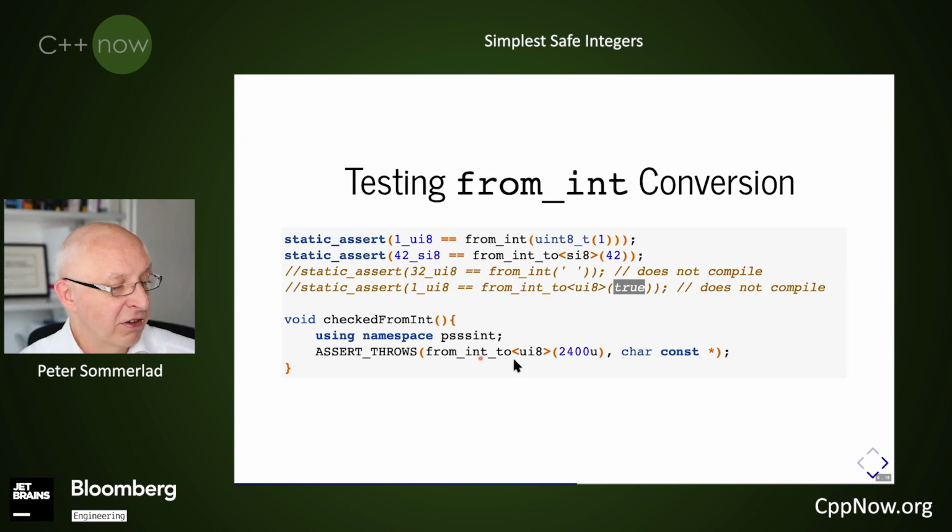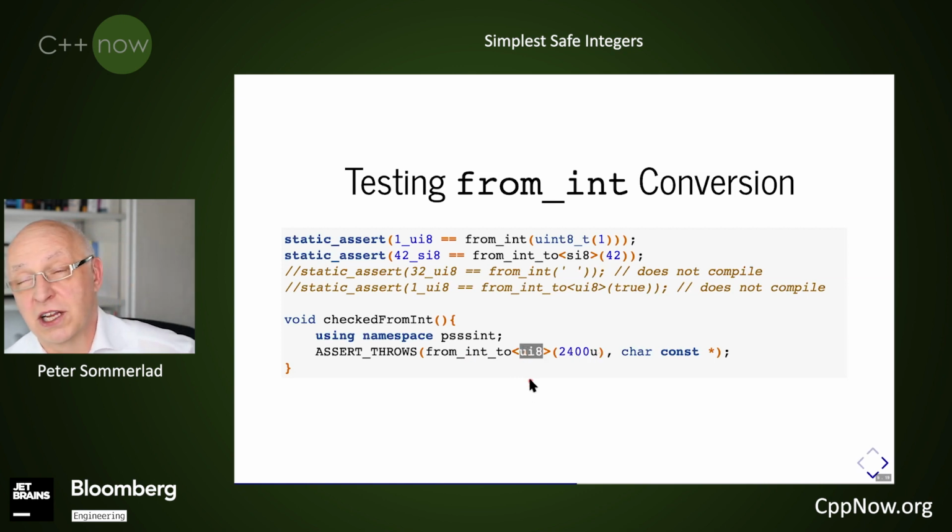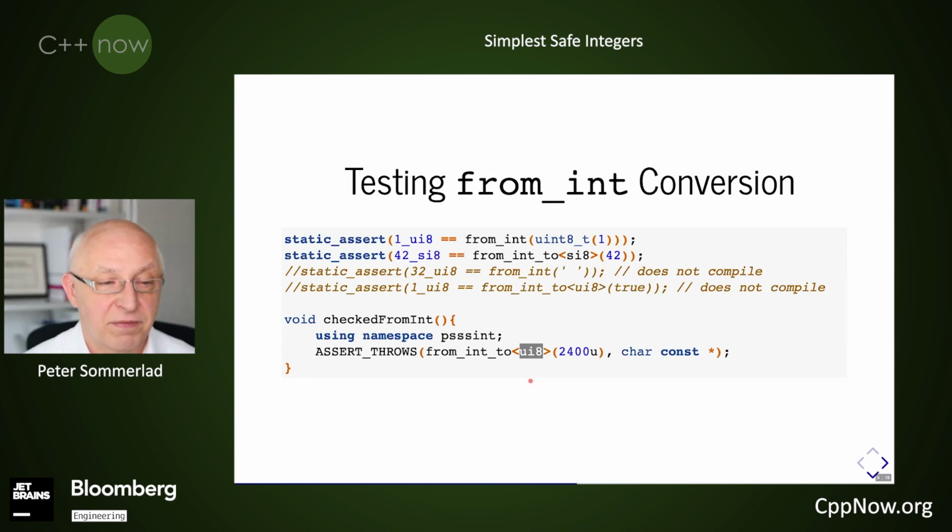And we can even check the throwing if we want to convert a too big value to a too small integer type with the from int2 that actually throws an exception, or not an exception, a character pointer, because that's the argument to the throw expression. I didn't want to throw a standard exception because I didn't want to have the dependency to the standard except header, because people might want to use this code on systems where exceptions are deliberately disabled.